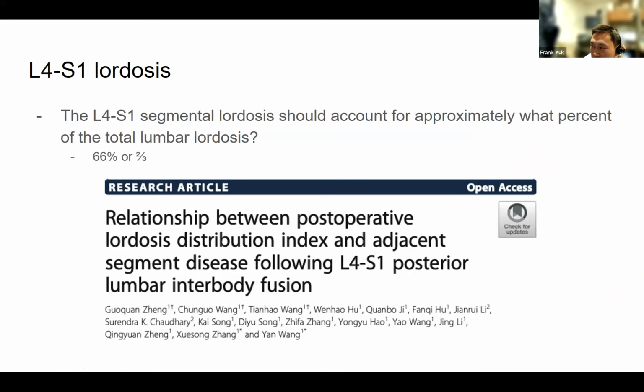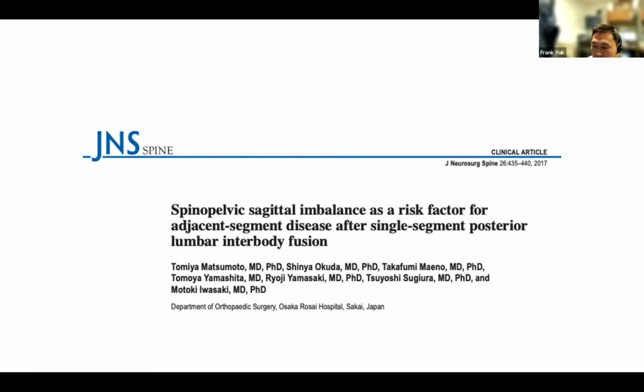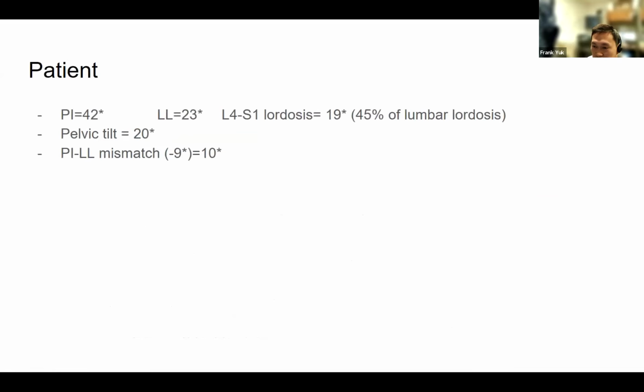The lumbar lordosis at L4-S1 should account for approximately 66%, or about two-thirds, of the total lumbar lordosis from L1 to S1. Multiple studies have confirmed this and shown that meeting this criterion of almost two-thirds segmental lordosis decreases the rates of adjacent segment disease and reoperation. Multiple studies have shown this in JNS Spine and other journals. And so our patient has a PI of 42, and they're mismatched almost 10 degrees.